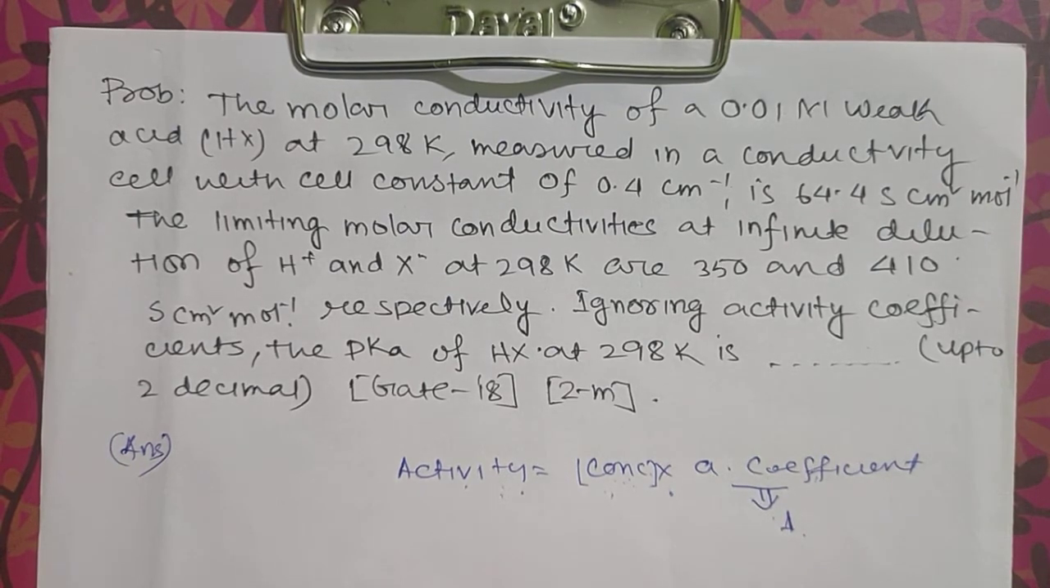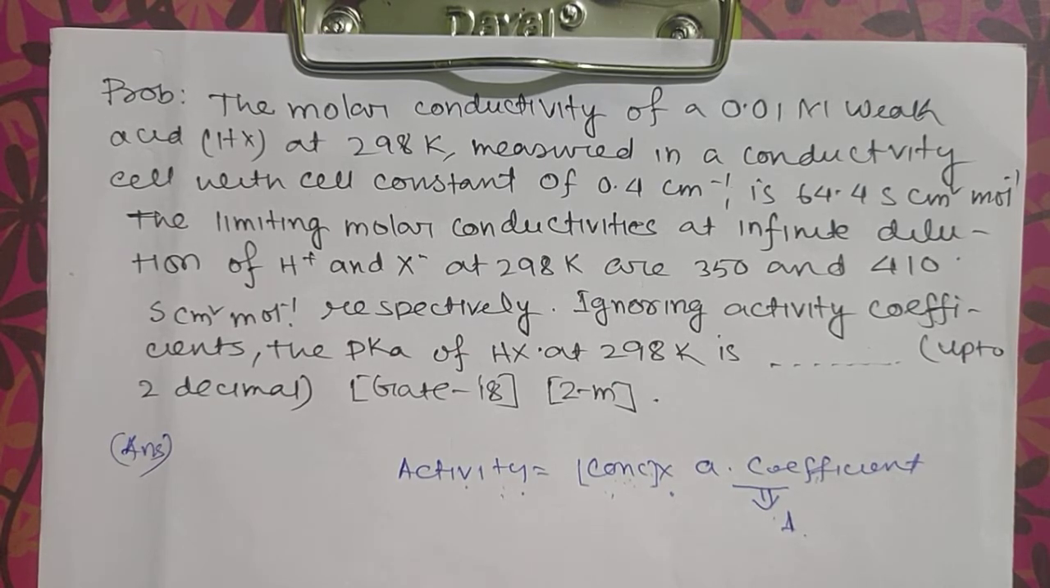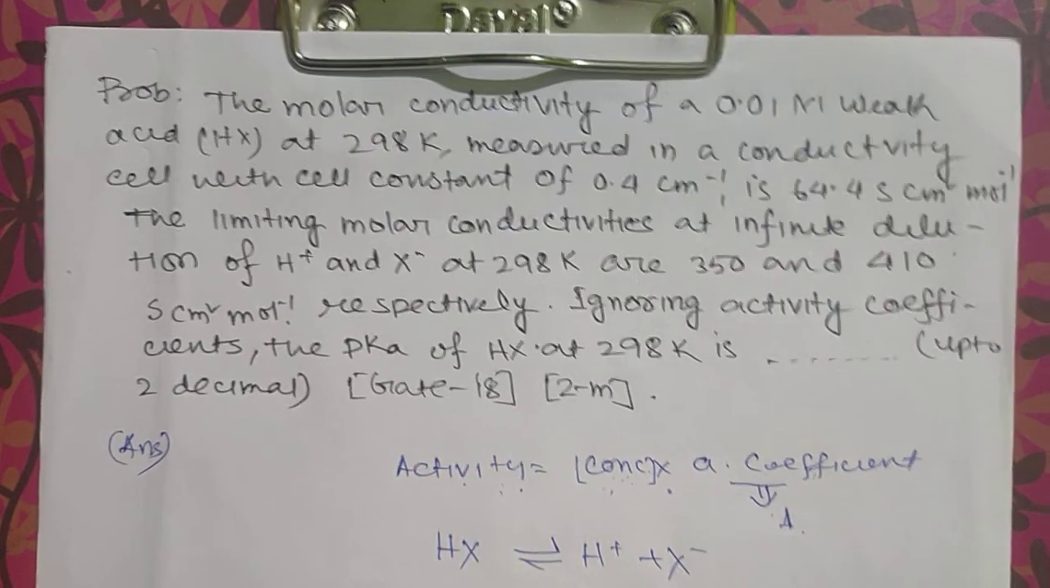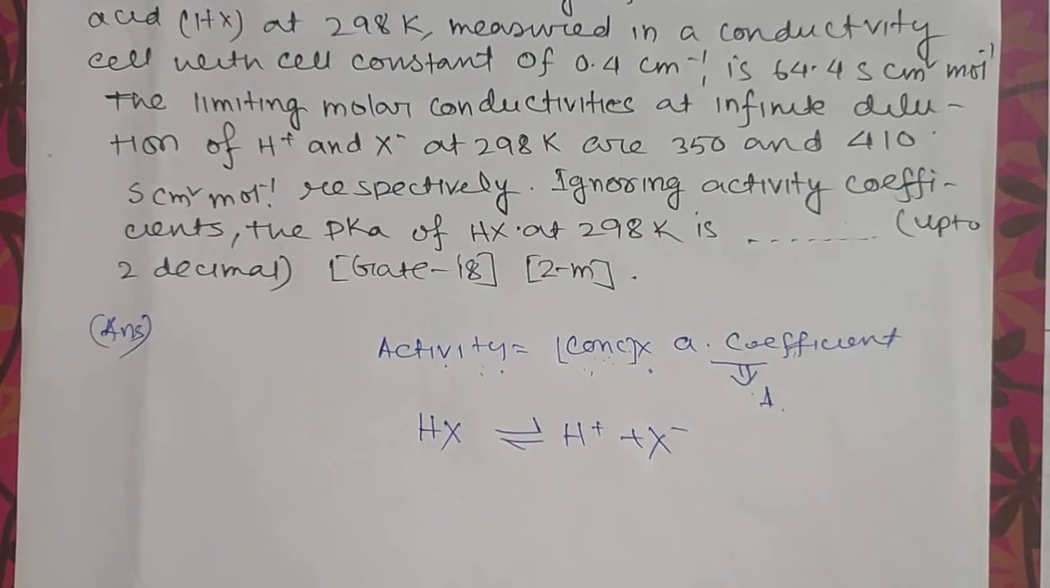So the main thing is that they asked about the pK. As we know, pK is minus log of K, the equilibrium constant. So to solve this problem we have to go backwards. They asked about the pK, so we have to take the negative log of K. Now where will K come from? K will come from the dissociation. So the dissociation of HX gives H plus and X minus, with Ka. So again we have to go back to the chemical equilibrium problem.